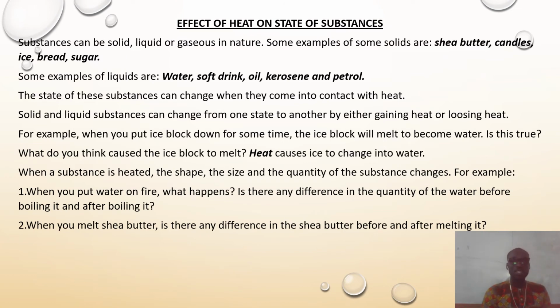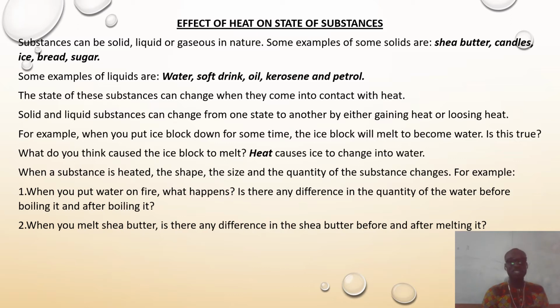Alright, so let's take a look at the effect of heat on some states of substances. Substances can be solid, liquid, or gaseous in nature. Some examples of solids are shea butter, candles, ice, bread, and sugar. Some examples of liquids are water, soft drinks, oil, kerosene, and petrol. The state of these substances can change when they come into contact with heat.